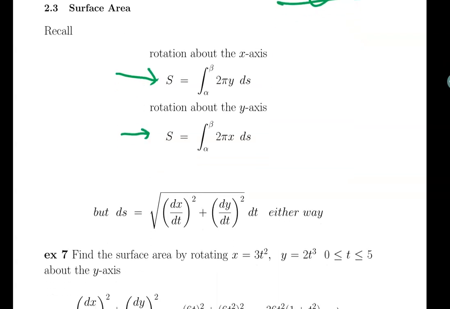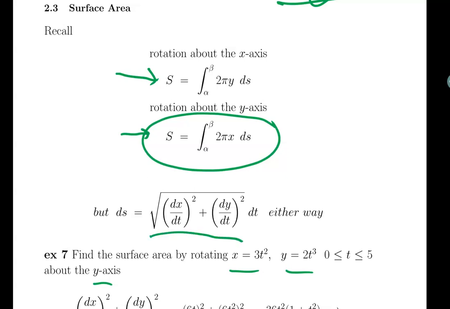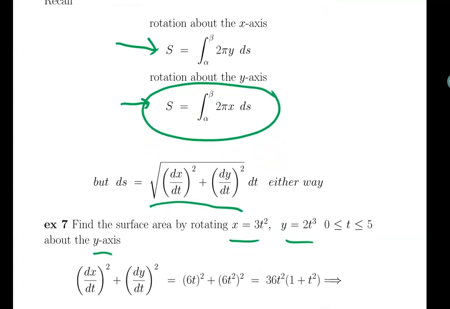So let's find the surface area by rotating this parametric equation about the y-axis. So clearly we start with the 2 pi x ds. X again is 3t squared. It's already in terms of t, so it's no problem. This is going to be the ds. So x prime is 6t. We're going to square that. And then this is 6t squared. We'll square that. So this is what goes under the radical.